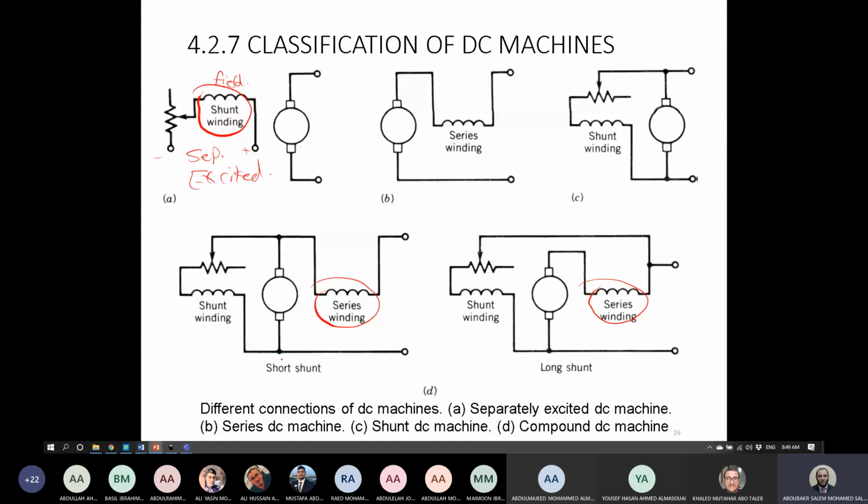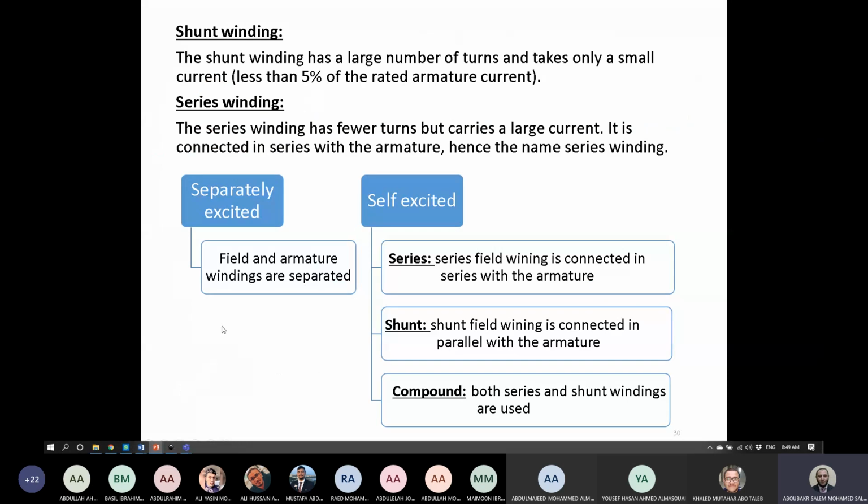So these are the different connections, shabab. We have series, we have separately excited, we have parallel or shunt, okay? We have series winding in long shunt and series winding in short shunt. And we are going to discuss, inshallah, all of these connections for the DC motors. So this is simply the different connections. Okay, we have shunt windings.